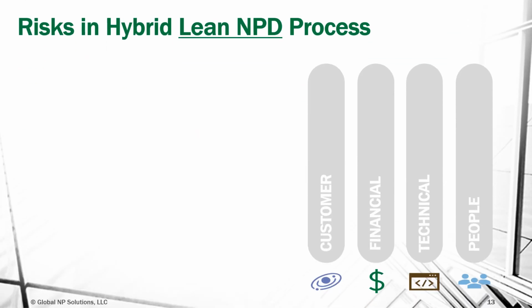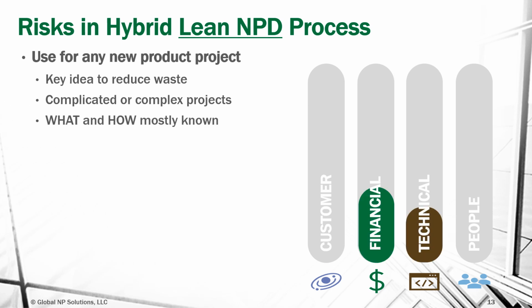Let's talk about the hybrid process that is called Lean New Product Development, or Lean NPD. This builds off of the Toyota production system and lean production. And again, like any hybrid process, it's useful for any new product project, regardless of complexity or complication. The key idea in lean new product development is to reduce waste. So again, we often know what we want to do and how we want to do it, so our requirements uncertainty is low and our technical uncertainty is relatively low. And lean will give us, because of the process itself, a reduced risk from a financial standpoint.